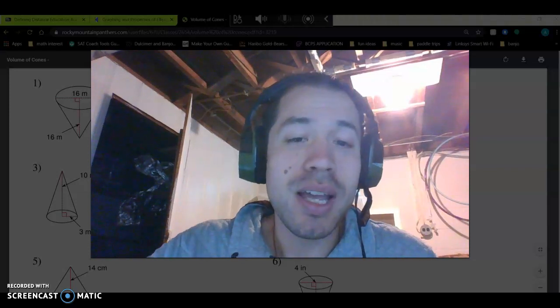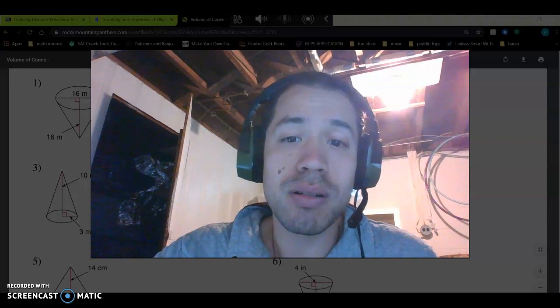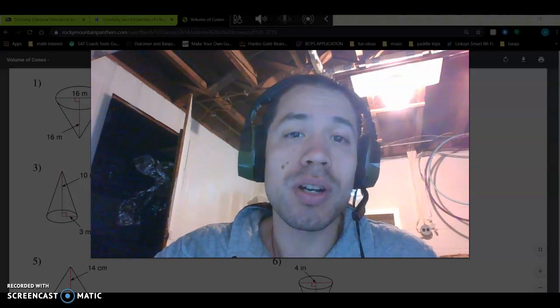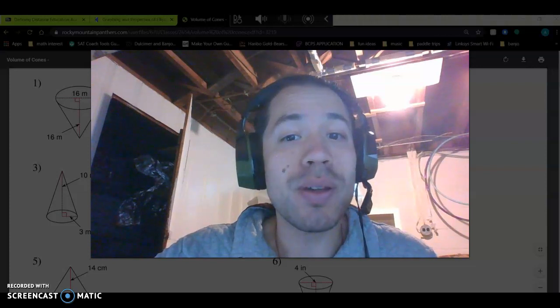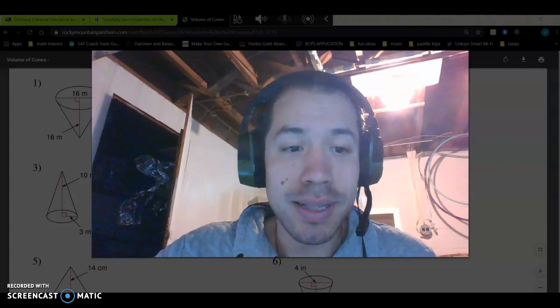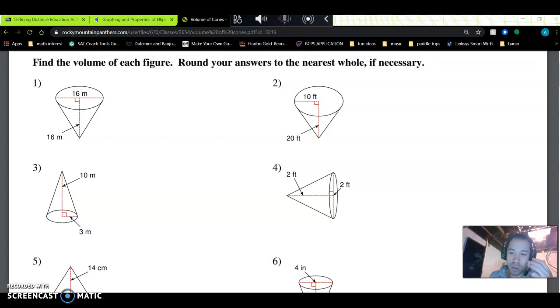Good morning, ladies and gentlemen. Today we are continuing our work on volume. We are going to be looking specifically at volumes of a cone to start out with. So let's jump right into it. Here are a few examples of cones. You've seen them before. Really nothing that crazy.